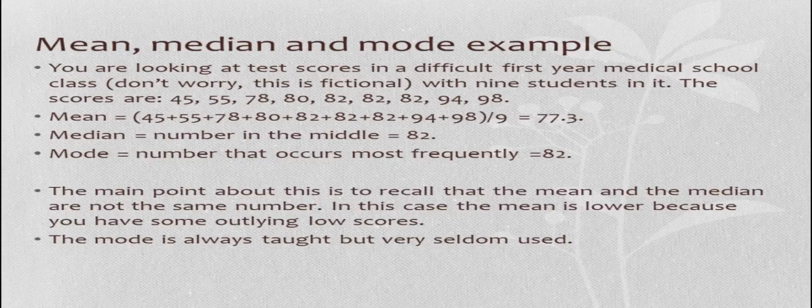Mean and median are not the same number, and they don't mean the same thing. Sometimes I think in the press or when people are talking casually, they interchange the words mean and median, but they don't actually mean the same thing. And in many cases, the mean will be different than the median if there are some outlying scores, either low or high. So in this case, the 45 is significantly below the other numbers, and that drags the mean down where the median is 82. And so that's just worth remembering.